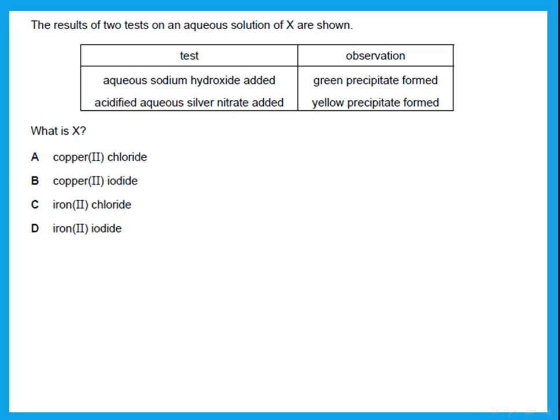What if I add acidified aqueous silver nitrate? Now, silver nitrate was a test for what? Chloride, bromide, iodide. But what if I get a yellow precipitate? I have which one? I have iodide. Iodide is the only one that gives a yellow precipitate, so that means that my solution of X was iron 2 iodide. Okay? Do you understand how to think about this?